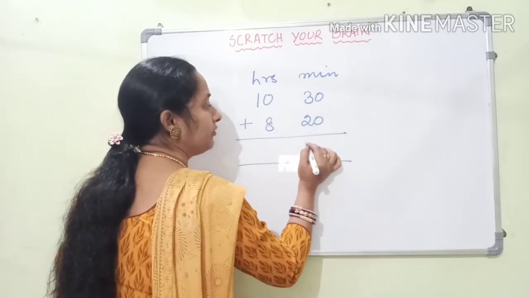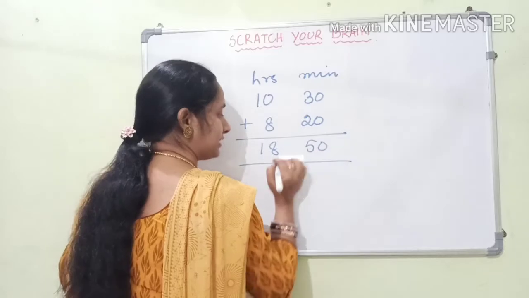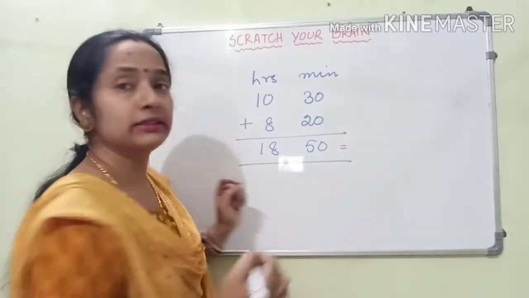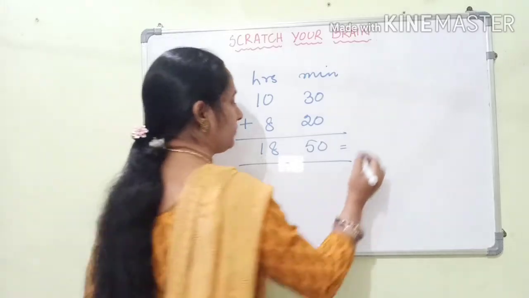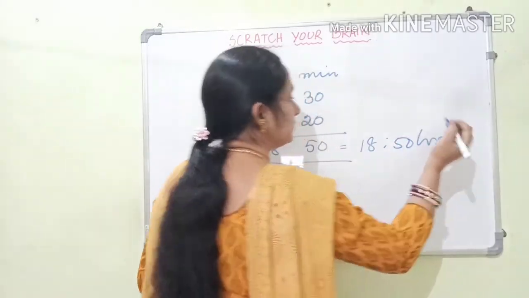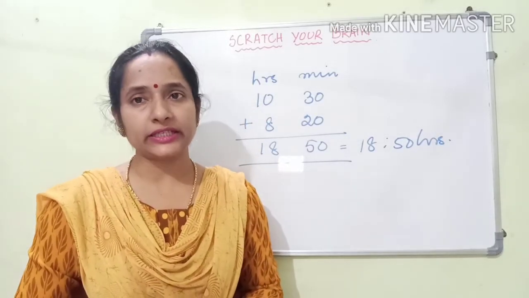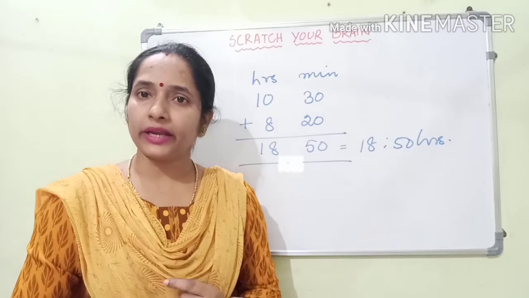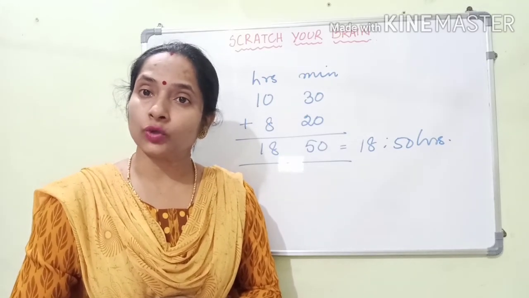Now add them. Here we will get 50 minutes, and 10 plus 8 is 18. This means the movie marathon came to an end at 1850 hours. So children, with this we have completed the Scratch Your Brain.